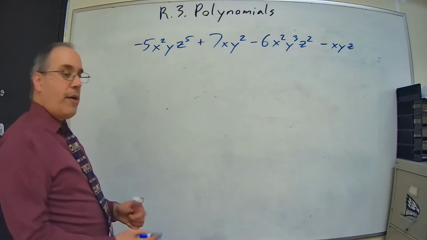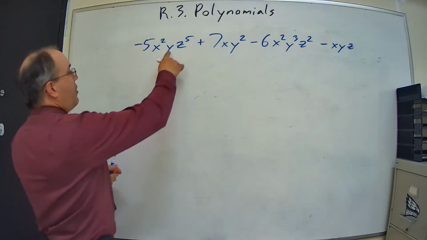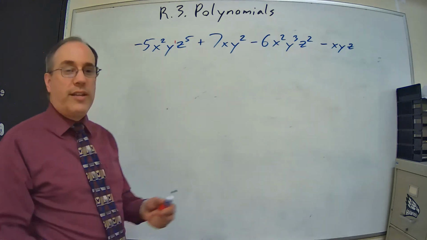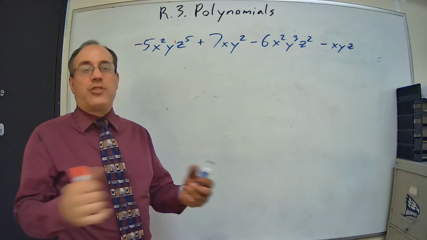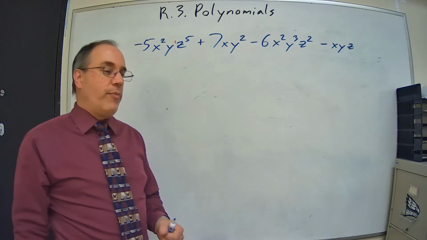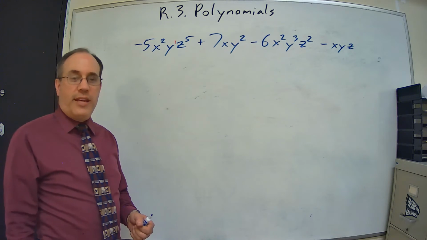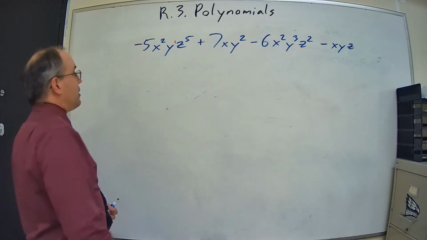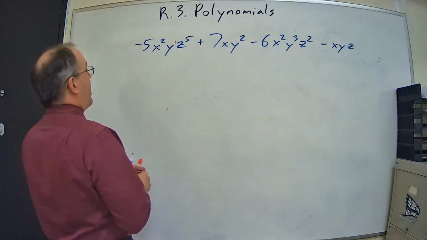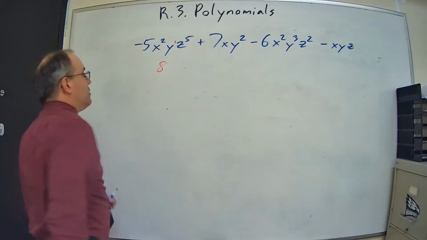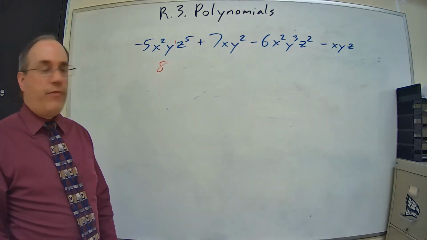Key thing to remember with this, if you have a variable without an exponent, it really has an exponent of 1. It's just given that it's 1, right? You only have one of them. It's kind of like with square roots, we don't put the 2 for the index on a square root. So if we have that, then we have 2, 3, 8. So we have a degree of 8 for that term.